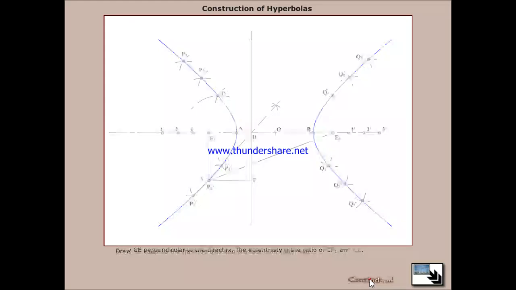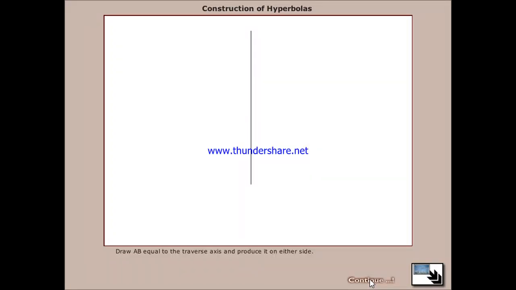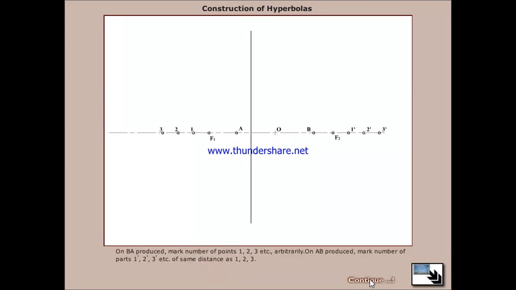Now once again, draw AB equal to the transverse axis and produce it on either side. Mark F1, F2 equal to the distance between the foci. On BA produced, mark a number of points 1, 2, 3, etc. arbitrarily. On AB produced, mark points 1 dash, 2 dash, 3 dash, etc. of the same distance as 1, 2, 3.